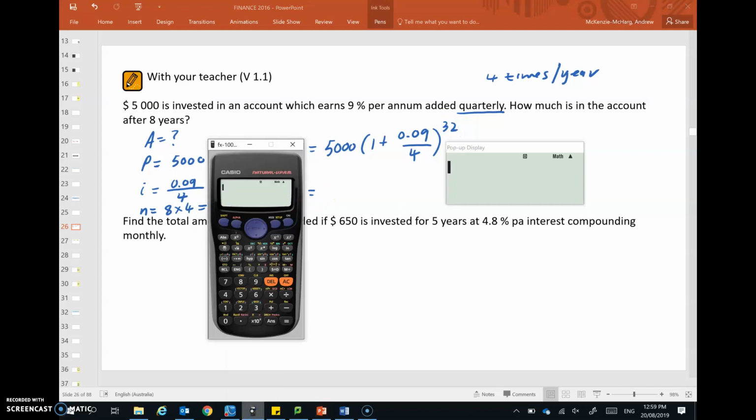So putting that into the calculator, 5,000 bracket 1 plus, now we can get that little fraction button, it's also on the TI Inspire calculator, and we'll put 0.09 over 4, that way we don't have to do any rounding off, and then we raise that to the power of 32, and we get $10,190.52.